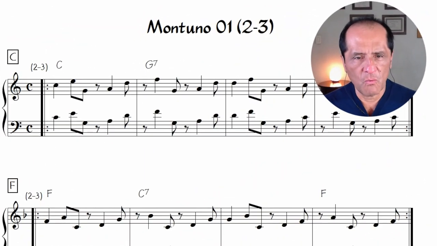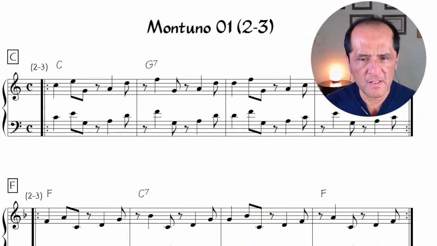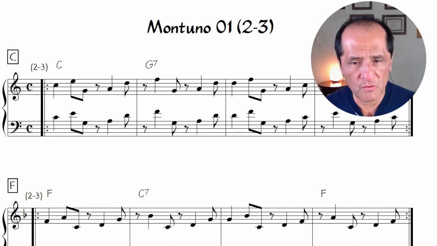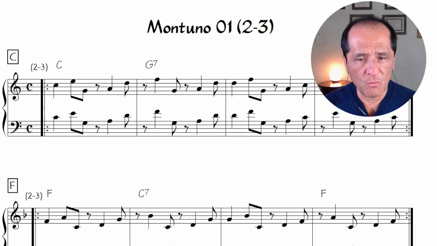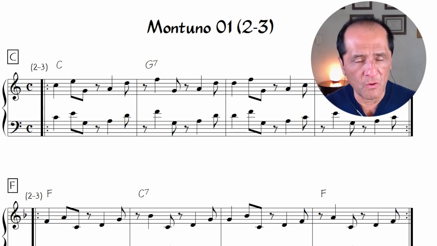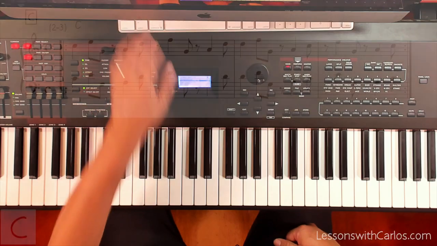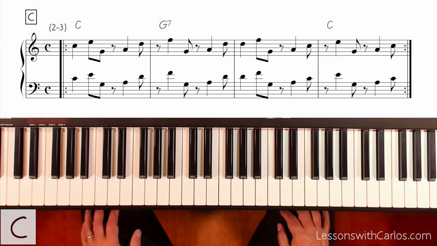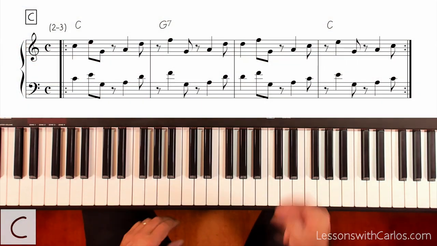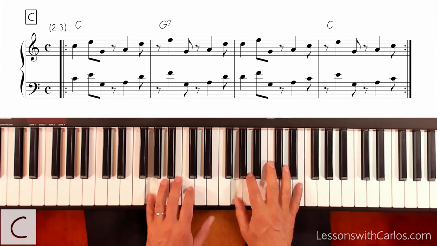Hi everybody, today we're gonna play a 1-5-7-1 montuno pattern in 2-3 clave. The montuno pattern is 4 measures long. We're gonna play it 4 times and then we're gonna move to another key. We're gonna go through all 12 keys using the cycle of fourths. Why don't we start? 1, 2. 1, 2. 1, 2, 3, 4.